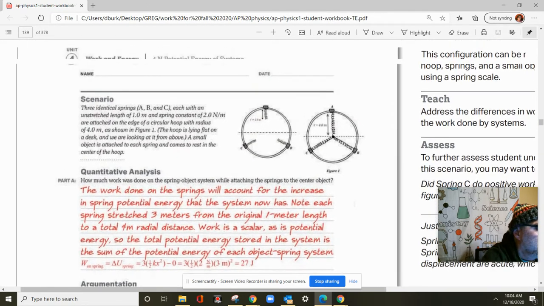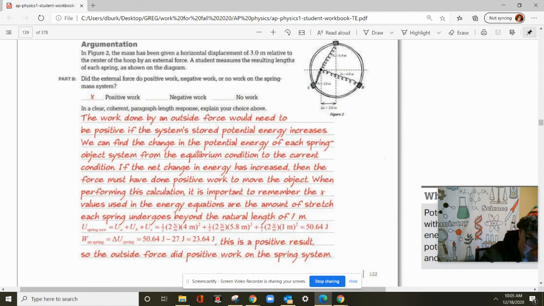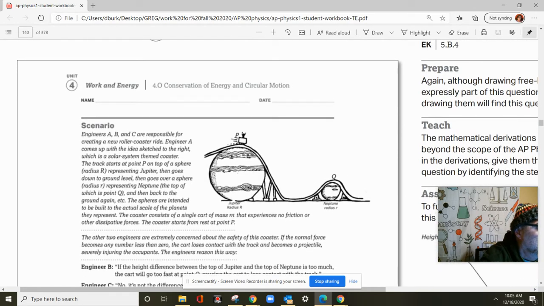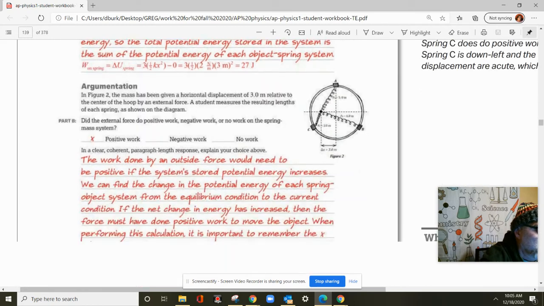N. We did N already. Because it's springs, I recognize this. I can skip this. I think we did O also. No, we didn't. I'm just joking. We definitely did this last week. I remember this. Definitely.